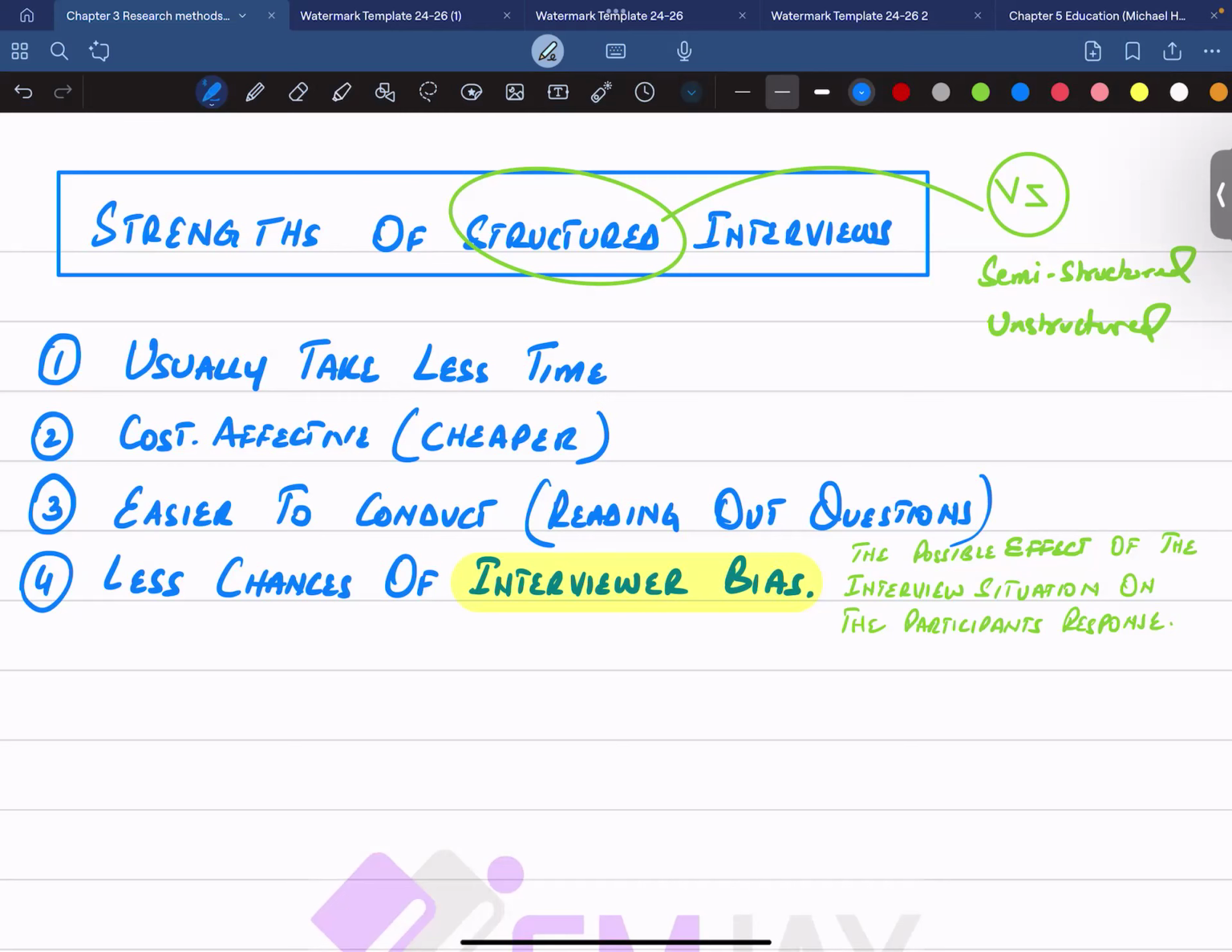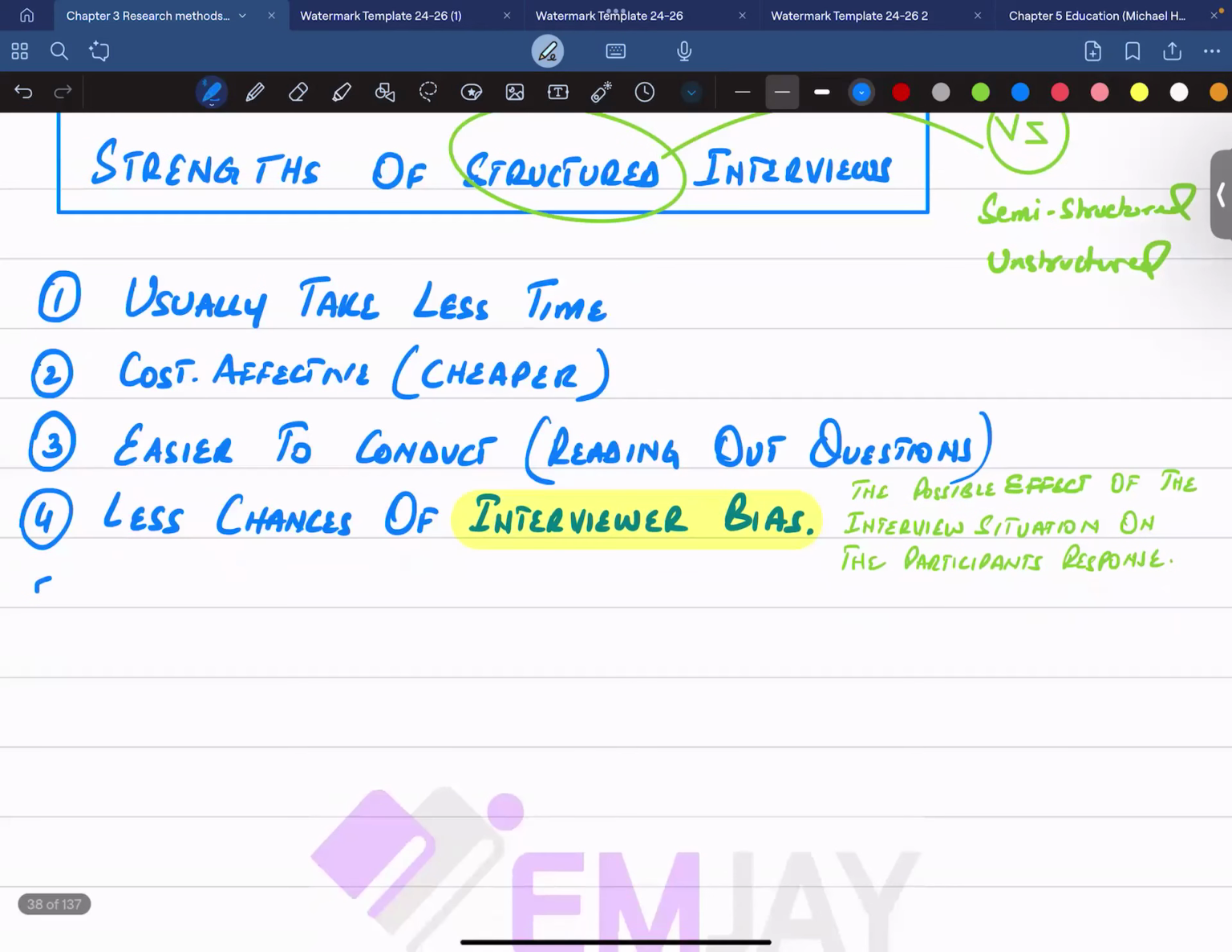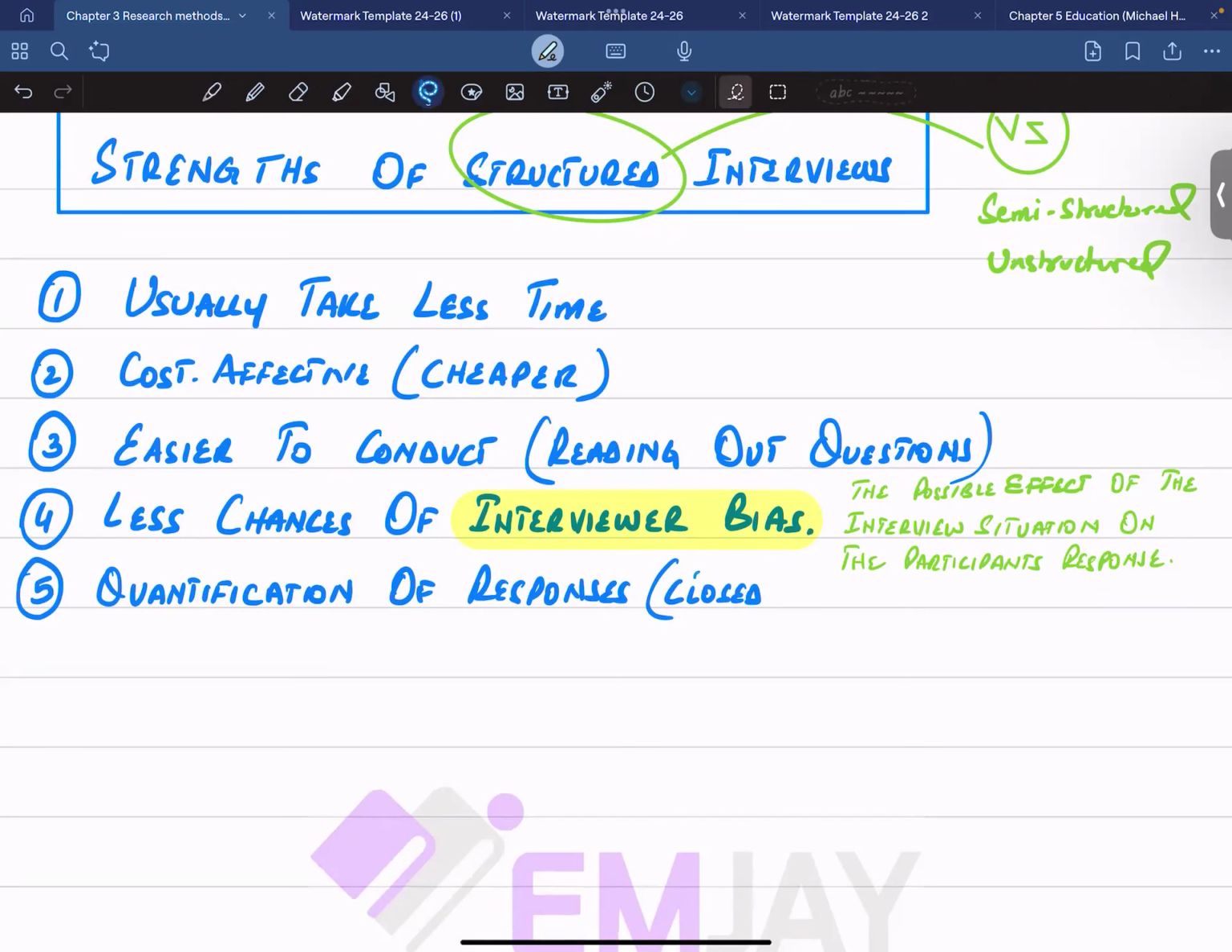Now, another strength of using structured interviews could be the quantification of responses. In other words, the researcher could quantify the responses, and this stands true when you talk about closed questions. If in your interview there are closed questions that you've used as a researcher, that would make it easier for the researcher to quantify all the responses, right?